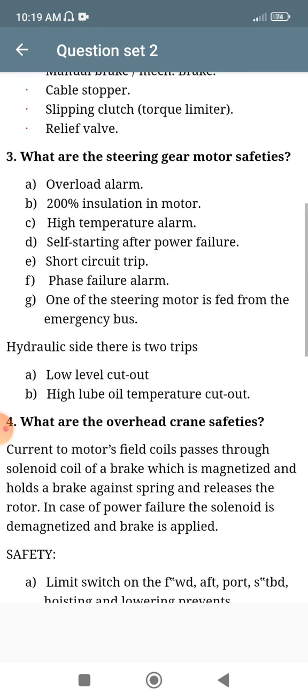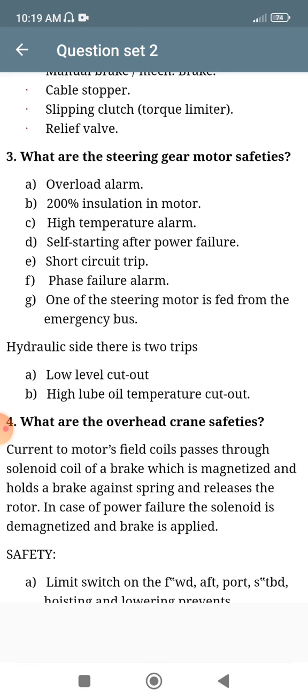Steering gear motor safeties are overload alarm, 200% insulation in the motor, high temperature alarm, self starting after power failure, short circuit trip, and phase failure alarm. One of the steering motors is fed from the emergency bus. On the hydraulic side there are two trips: low level cutout and high lube oil temperature cutout.